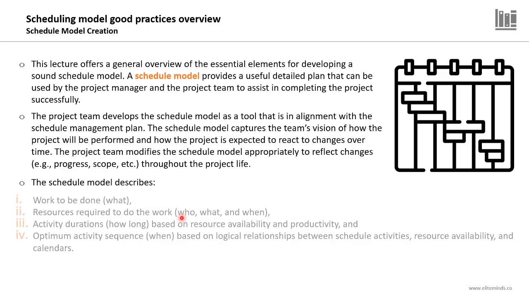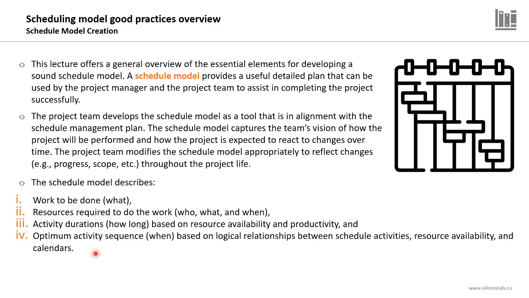Now, the schedule model describes, first of all, what is the work to be done in the project; who and what resources are required to do the work, and when these resources will be needed; the activity durations, how long, based on resource availability and the productivity rates of the resources; and the optimum activity sequence based on logical relationships between schedule activities, resource availability, and calendars. All these are the key items that should appear in a well-developed schedule model.